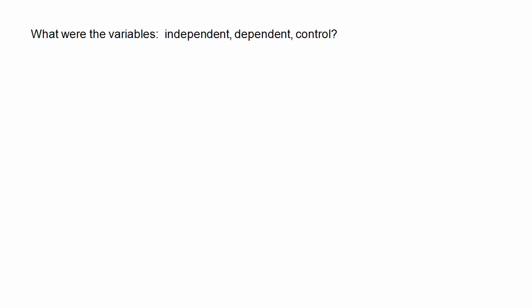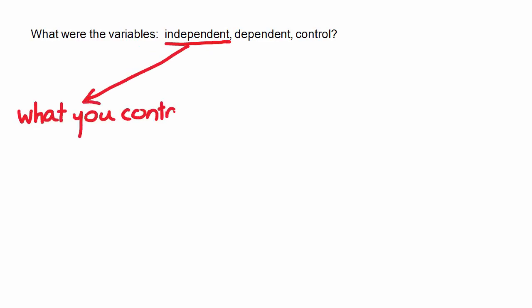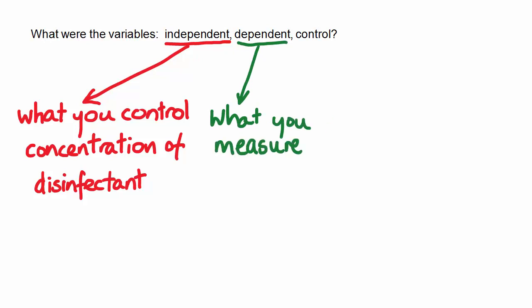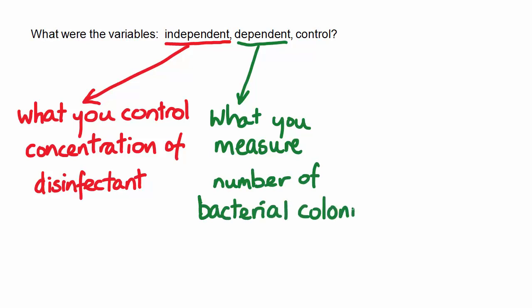Question 1. You may be asked something like, what were the variables, the independent, dependent, and control variables? This is a typical specimen paper question. The independent variable is what you control or change. In this example, it's the concentration of disinfectant. The dependent variable is what you measure. It could be the number of bacterial colonies that grow. It depends on what you did in the first place.